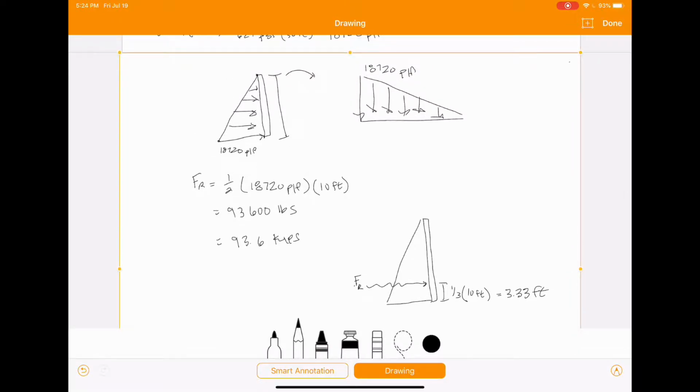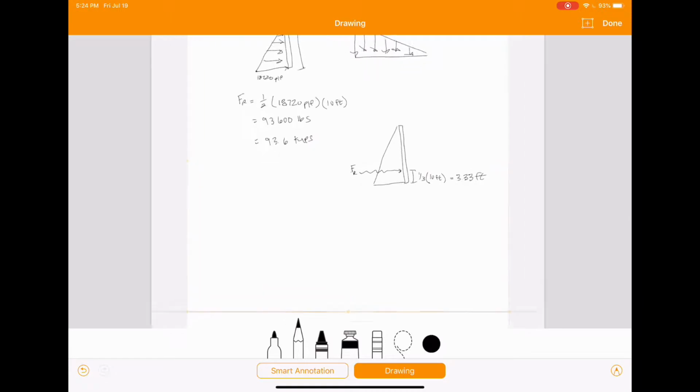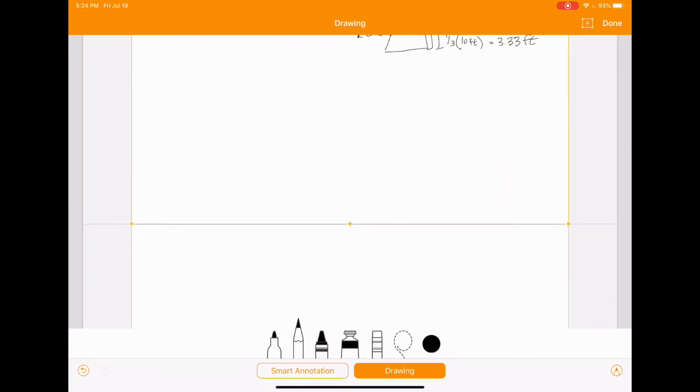And it's really as simple as that. Find your pressure, find your intensity, find your resultant force. Once you get your intensity, it is just like the distributed loads that we did beforehand. It's nothing different. So don't let it freak you out.